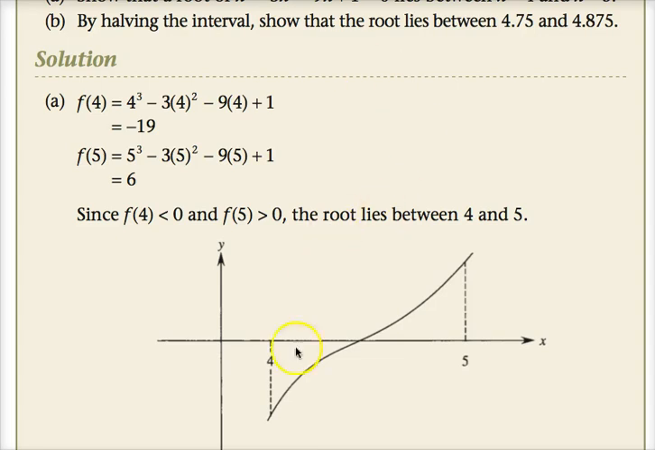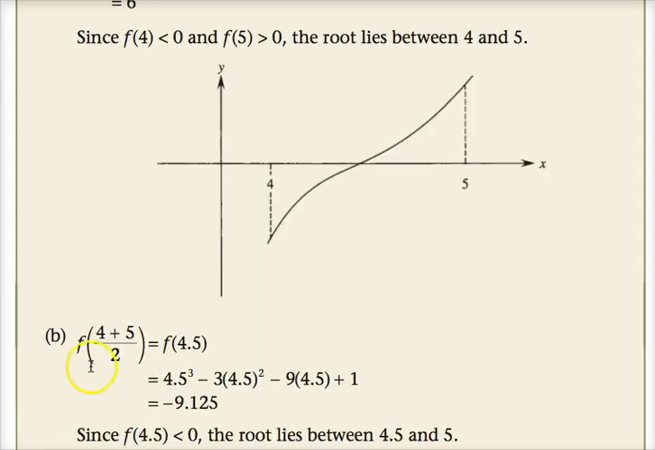So what would be the first halving of the interval? We're starting with 4 and 5. We need to do 4.5 next. That's just a sketch, and it's actually sketched incorrectly. They don't know where that root actually is. But we're going to halve the interval and look at 4.5. So let's look at f(4.5). If you put that in, you get a negative answer.